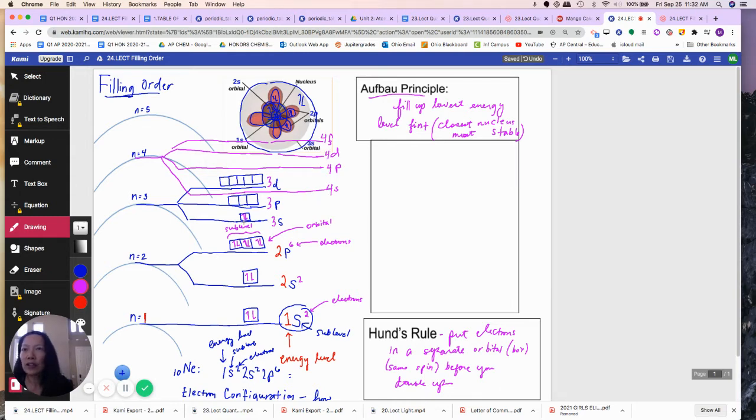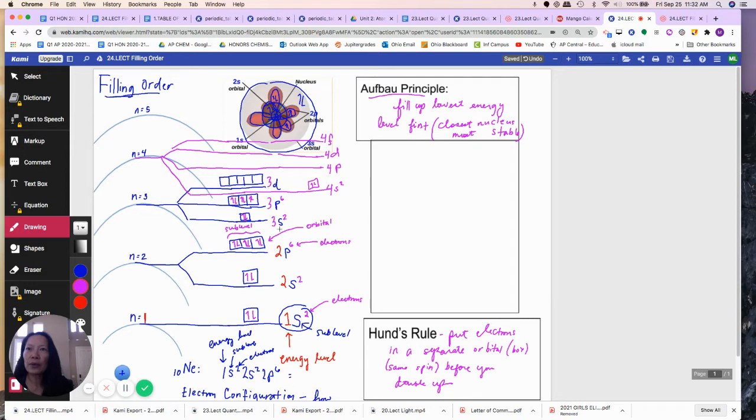Okay, so after you filled up the 3s with 2 electrons, then you fill up the 3p with 1, 2, 3, 4, 5, 6. 6 electrons. You don't fill in the 3d. You do the 4s first with 2 electrons, and then you go to the 3d. Okay, because 4s is a little bit lower in energy. It penetrates through the 3d sublevel.